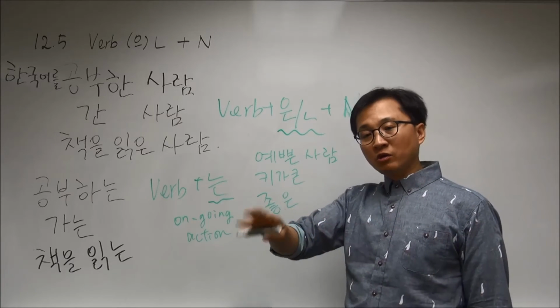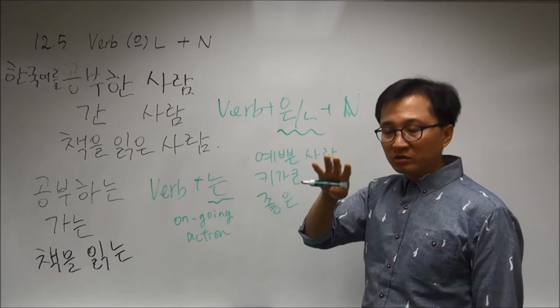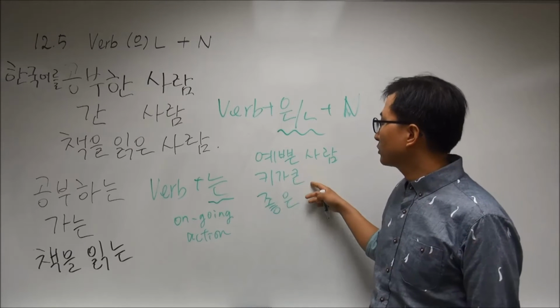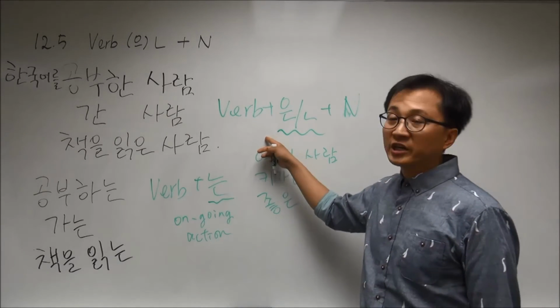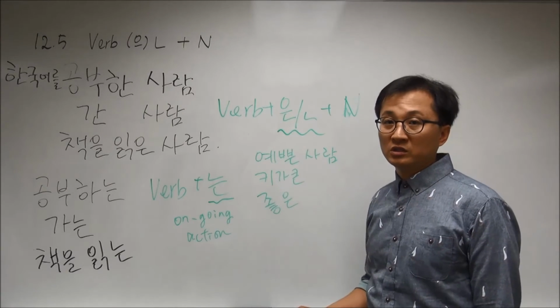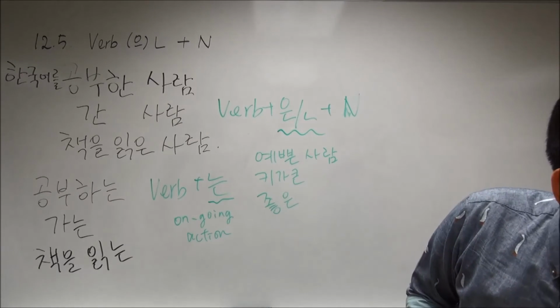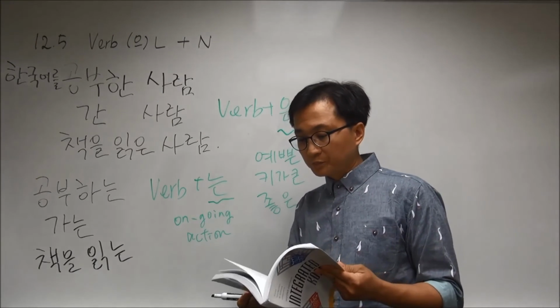If there is something ongoing, then 는. If there is just the state, if you are describing a current state like 바쁘다, 예쁘다, 좋다, it's just the current state, or finish the action, then you use 은. Then take a look at the textbook and see some of the examples.